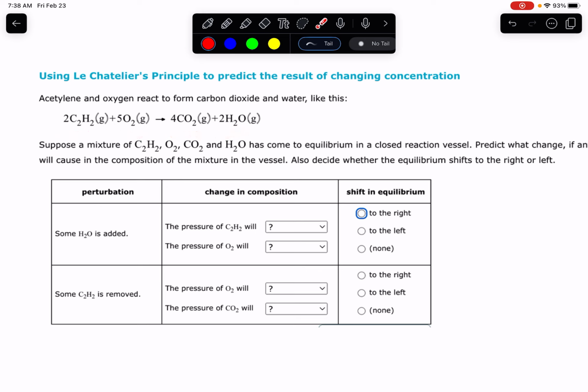Now, it's really important. If I add something that's not part of this equilibrium, like helium, is helium going to make any difference in this equation? Absolutely not, because there's no helium in there.